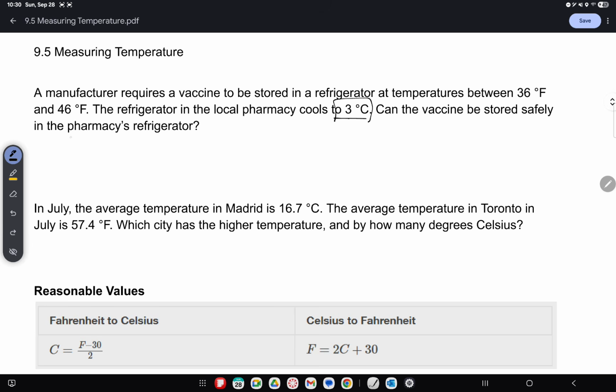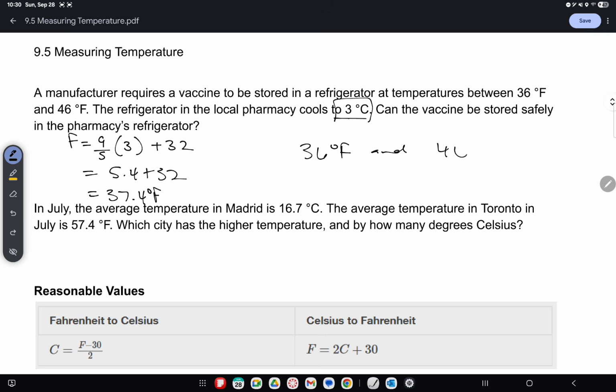So Fahrenheit is the 9/5 Celsius plus 32. So let's see, 9/5 times 3 is 5.4. And then plus 32 makes 37.4 degrees Fahrenheit. And we just want to know, is that between 36 degrees and 46 degrees? Yeah, it's in the middle, so it works.